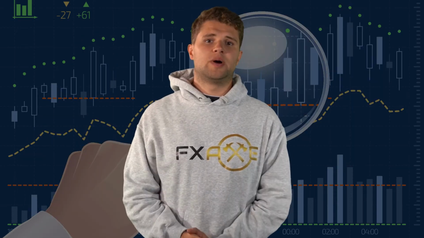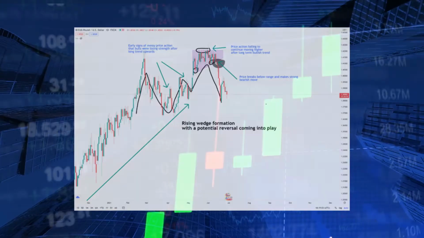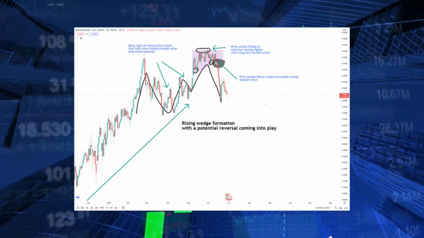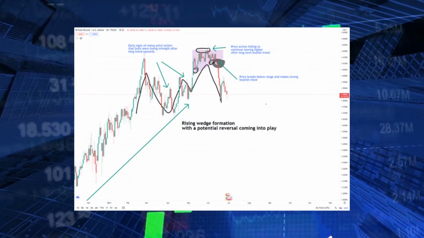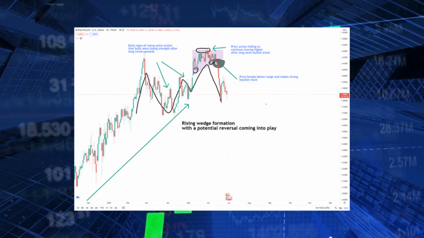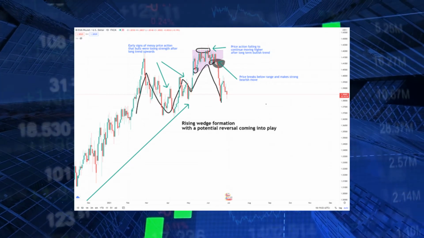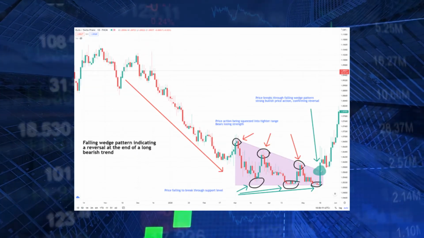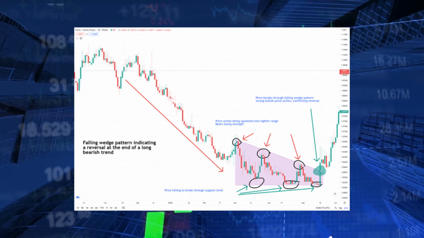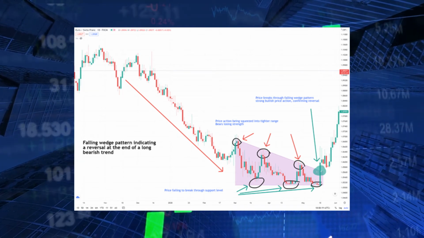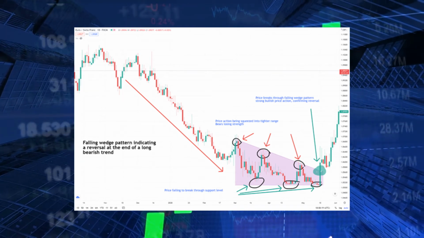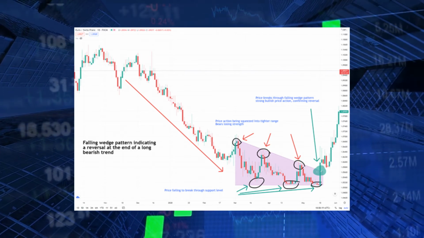Some other reversal patterns that can come in at the end of a move are called wedge patterns. These can be called rising wedge patterns when indicating a move to the downside at the tail end of a bullish trend, or you can have falling wedge pattern formations which come at the end of a trend to the downside, which indicate a reversal to move to the upside. These two patterns are common in spotting when a reversal might take place.